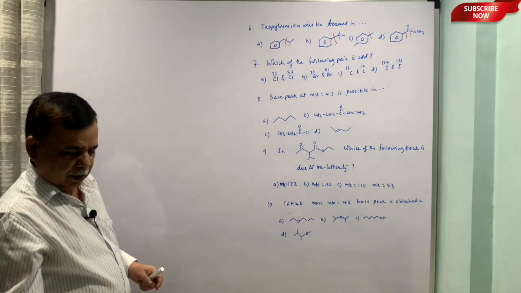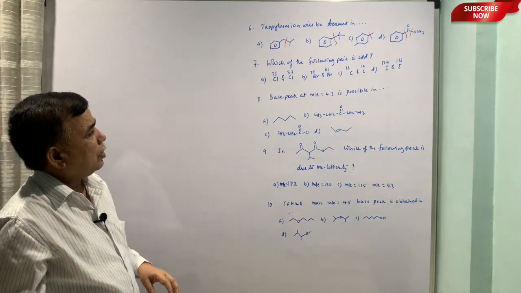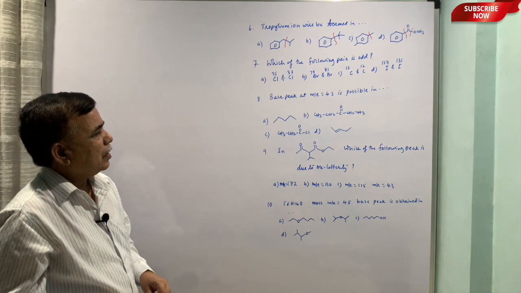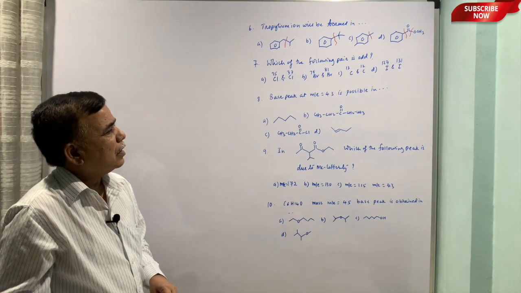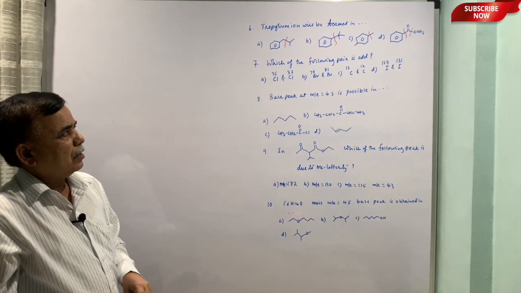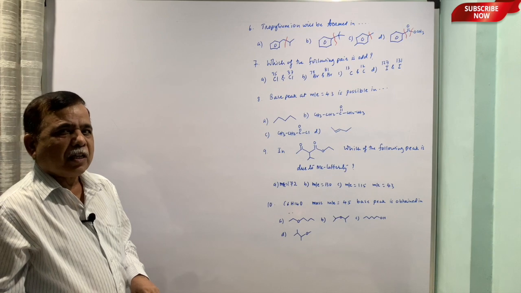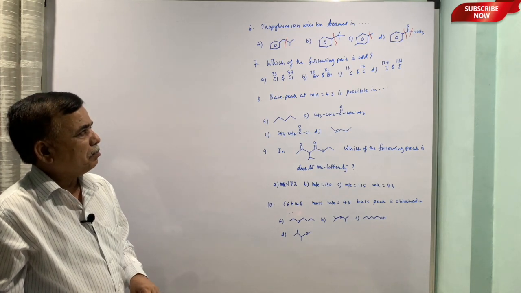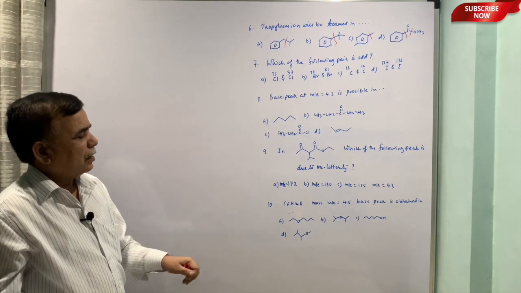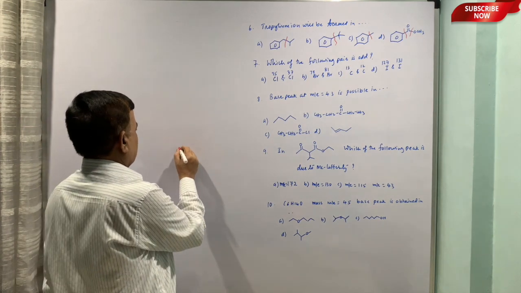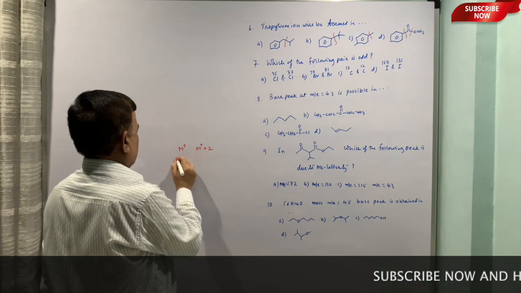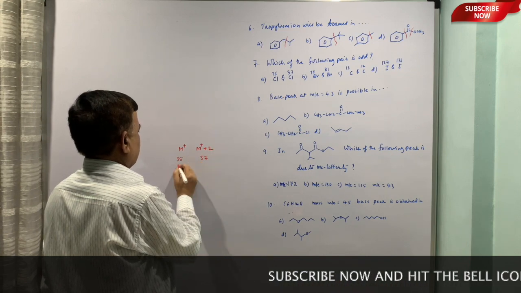Okay. Then the next question is, which of the following pairs is odd? Now, we have written Cl 35, 37, Br 79, 81, carbon 12, 13 and iodine 127, 131. This question is based on isotopic abundance, which can be detected by mass spectrometry, because in chlorine we get two peaks, M plus and M plus 2. This is for 35, this is for 37.